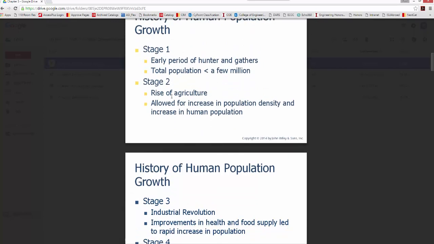Then we entered into stage 2, and your textbook actually talks about specific dates when we entered into stage 2. But during stage 2, we begin to see advances in agriculture, so we didn't have to necessarily depend on the hunting and gathering of thousands and thousands of years ago. We actually begin to use the Earth's resources, the Earth's land, and to produce food. And this rapid production of food and availability allowed for our population to begin to increase, specifically the density of population and the increase in human population.